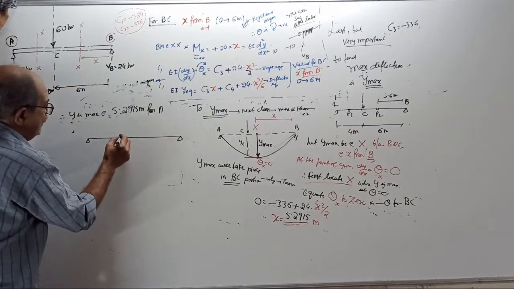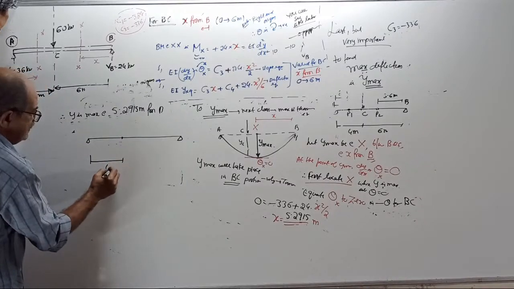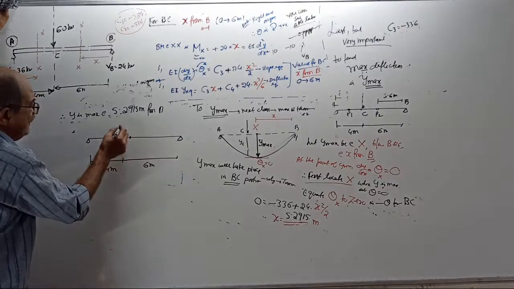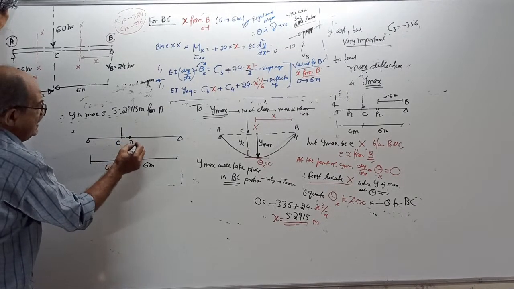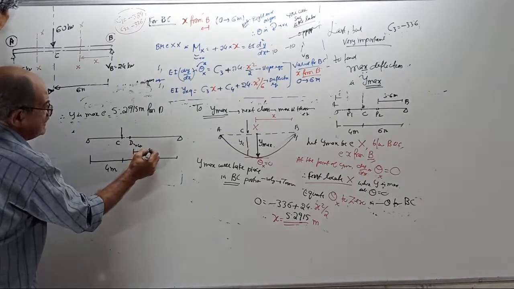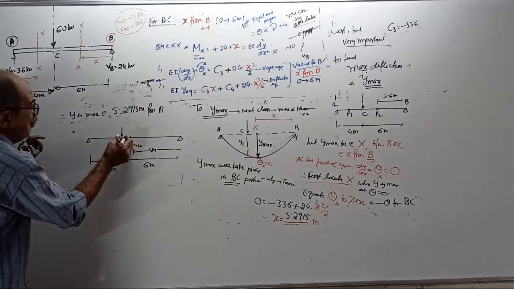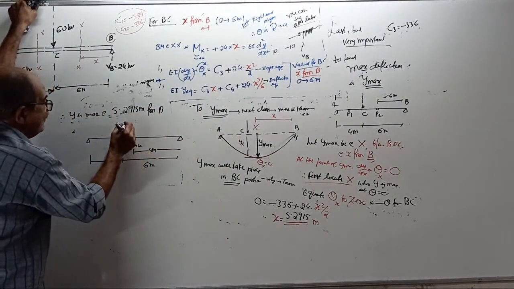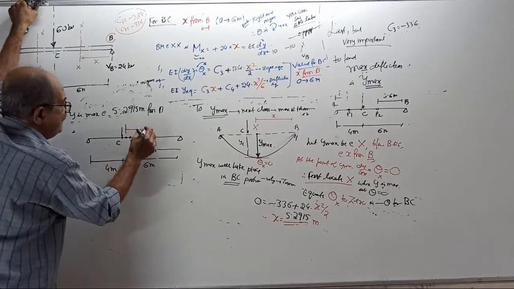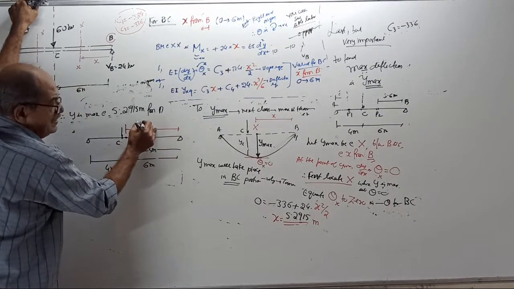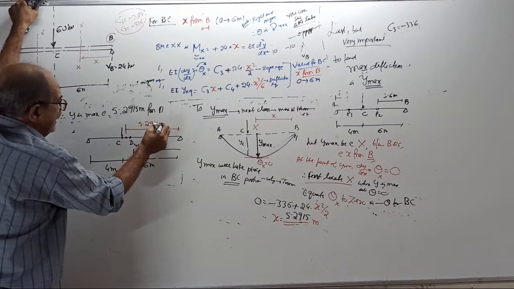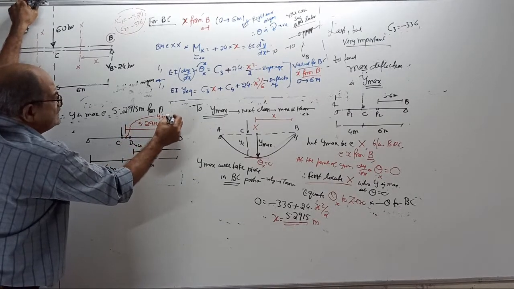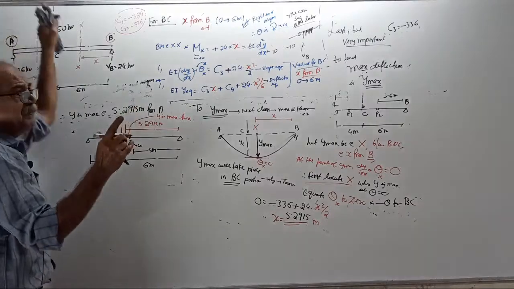This is the beam, this is that 4 meter, this is that 6 meter, this is center, and this is your load point C. D is the center. The center is at what distance? 5 meter. It is somewhere here, a little after center, before the load. This is the distance, 5.2915 meter. See, y is maximum here. These all tips I will give you tomorrow.